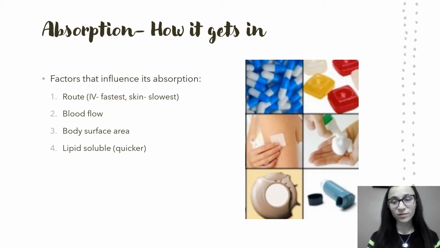Number 2 is the blood flow. If there's not a lot of blood flow, it can't circulate as fast as someone else who does have good circulation. Number 3, the body surface area and lipid soluble. So lipid soluble is going to be absorbed quicker than fat soluble.